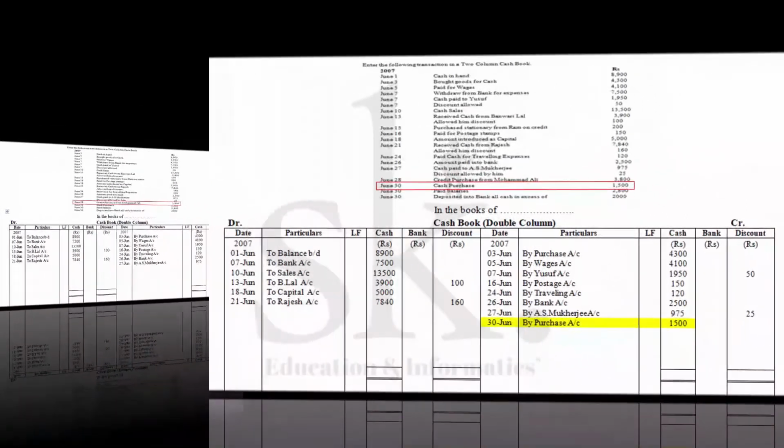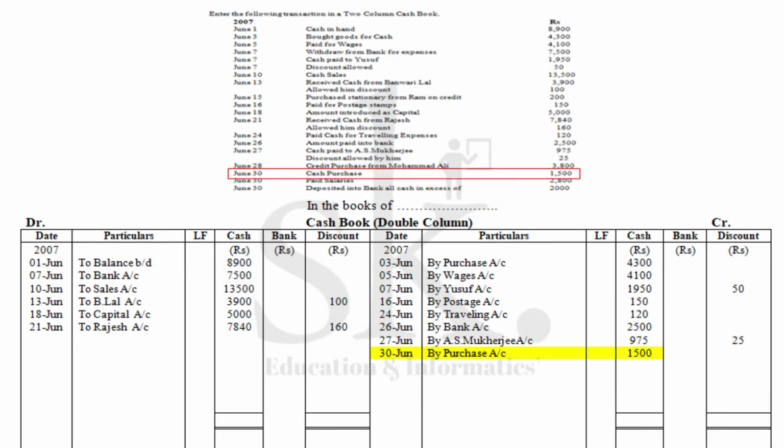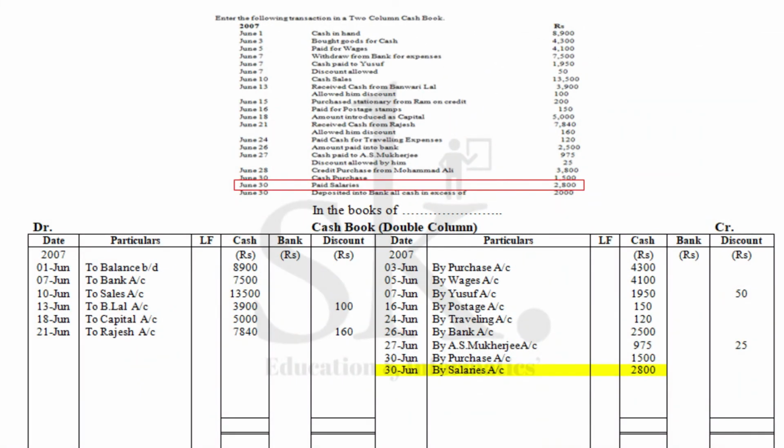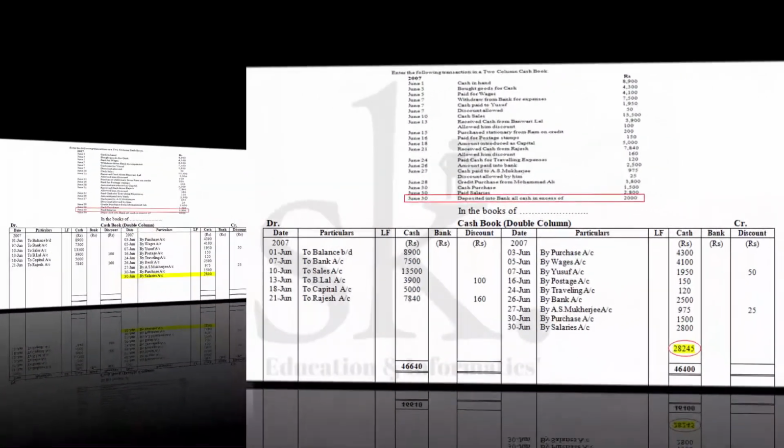On 30th of June, cash purchase rupees 1,500. Journal entry will be purchase account debit to cash. So similarly, in the cash book on the credit side, by purchase account, and in the cash column 1,500. On 30th of June, paid salary rupees 2,800. Journal entry will be salary account debit to cash since it is an expense. So salary goes into the credit of the cash book, by salary account, and in the cash column we have written 2,800. So let's move on to the last transaction.